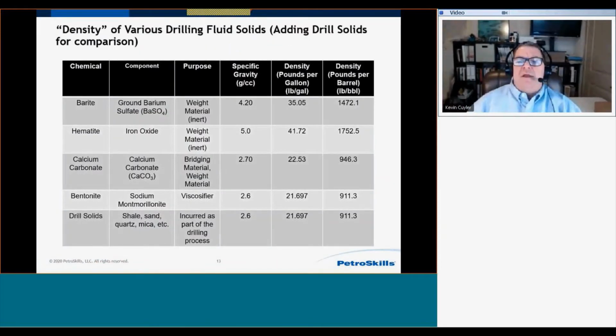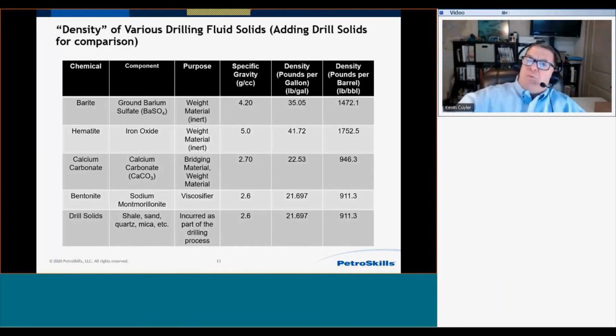Not going to spend a great deal of time on this, but just talking about some of the more common solids that we will add to the system, what their specific gravity is, and then what do we use when we begin to convert that from specific gravity to either pounds per gallon or if you're dealing in metric, kilograms per cubic meter, and then how do we convert that into pounds per barrel? And this is an important chart because as we start calculating the solids in a drilling fluid, we have to remember what the specific gravity is.